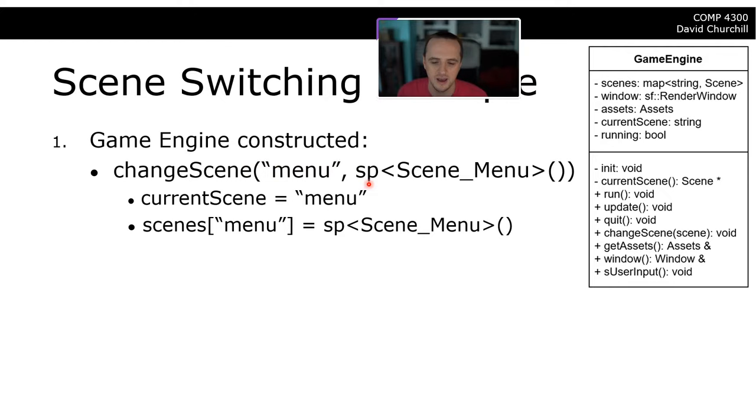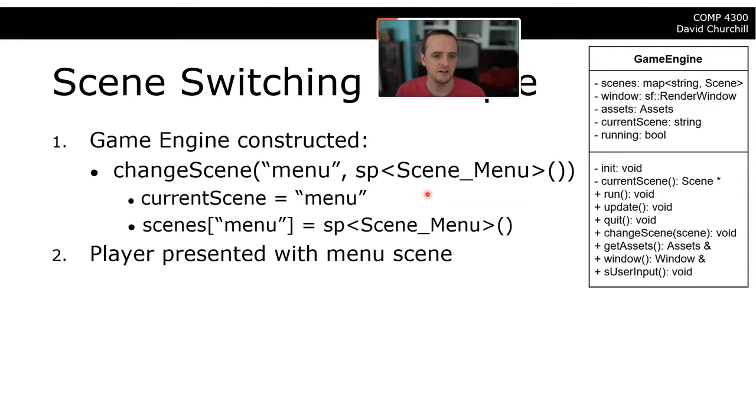So again, our map is storing base class scene pointers, but we can, of course, if you know object-oriented programming, store a derived class inside the base class pointer. So this data structure can store any type of scene indexed by a string. So inside this function, it will change the current scene equal to the string that we passed in. So now the game engine thinks that the current scene is the menu. And then inside our scenes map, we're going to access it via this string, and we're going to set that equal to a new shared pointer to a menu scene. So that's how that works.